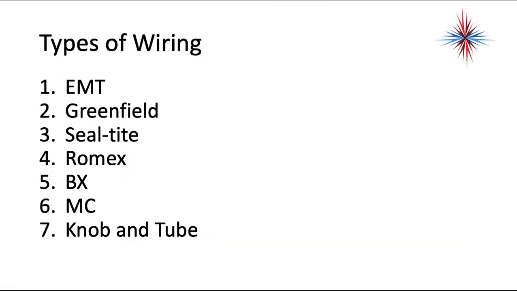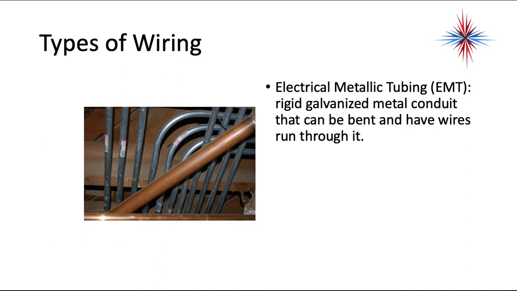There's several types of wiring you're going to see: EMT, Greenfield, Seal-tite, Romex, BX, MC, and old knob and tube. Number 7, we don't see that often anymore. Okay, EMT is electrical metallic tubing. It's rigid galvanized metal conduit. It can be bent and have wires run through it.